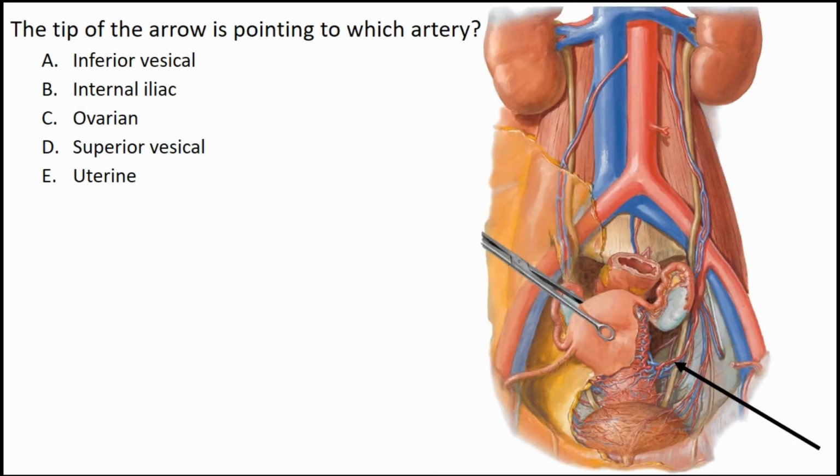So take a moment, figure out what artery you think this tip of the arrow is pointing to, and then come back when you're ready for the answer. Correct answer is uterine artery. We can see it here going to the outside lateral wall of the uterus. It's passing superior to the ureter, so that makes sense there. The vaginal artery is a good distractor, but it's a little lower down here, passing deep or inferior to the ureter. So E is the correct answer.